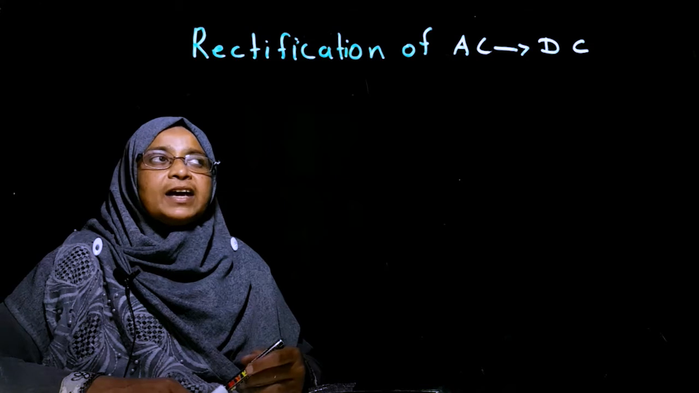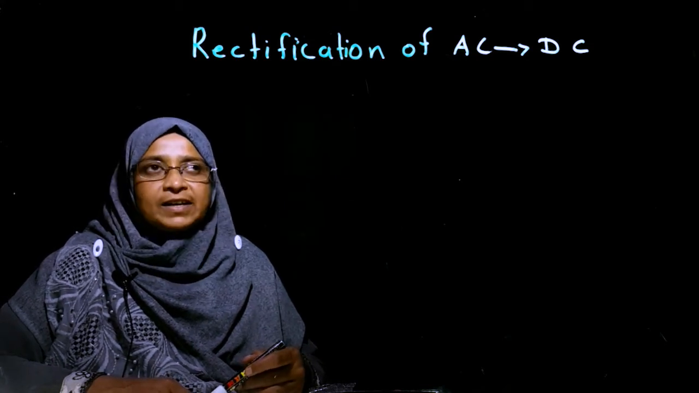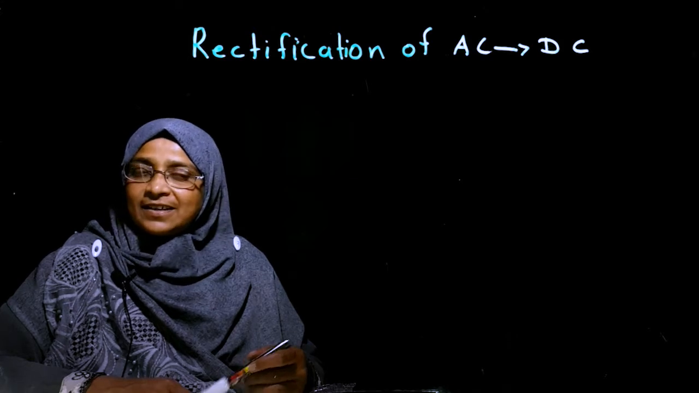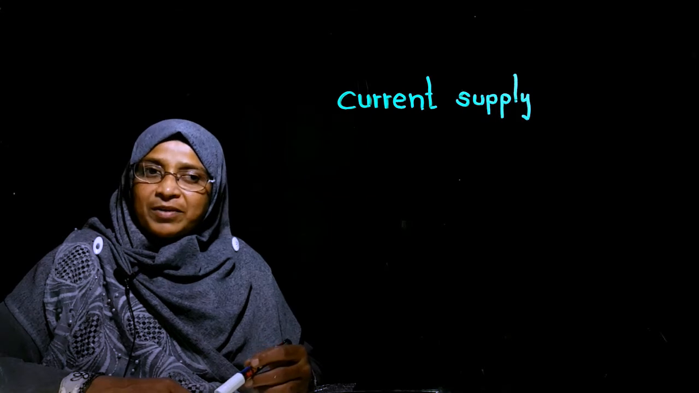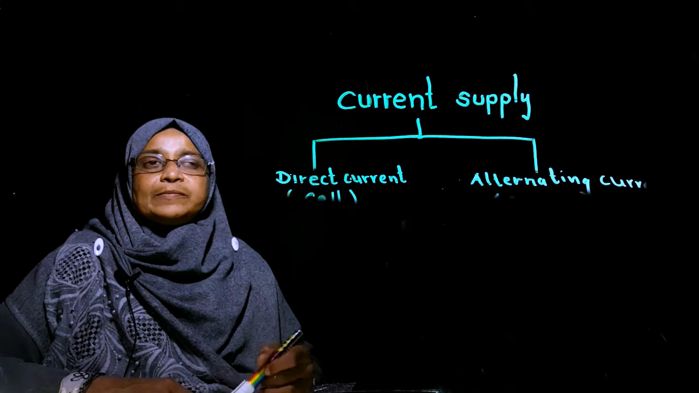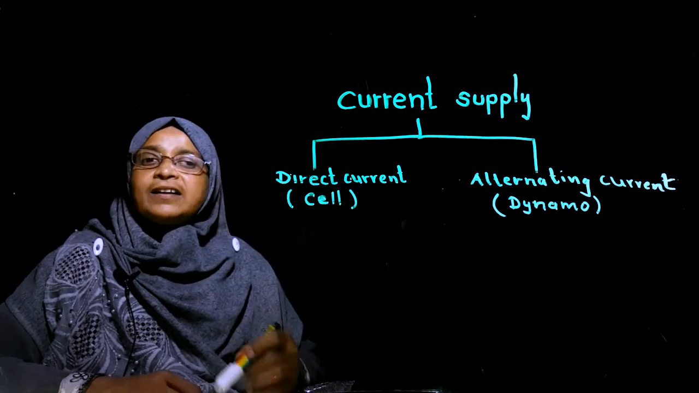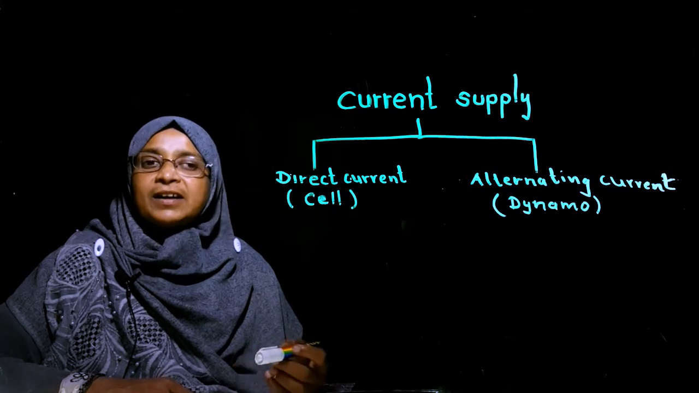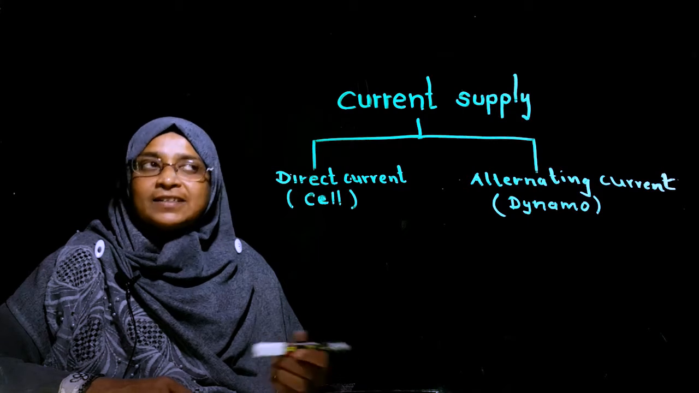Rectification of AC current to DC current. Let us know what these AC current and DC current are. Current supply can be given in two ways: direct current and alternate current. Direct current is given by chemical cells. Alternate current is given by dynamos.